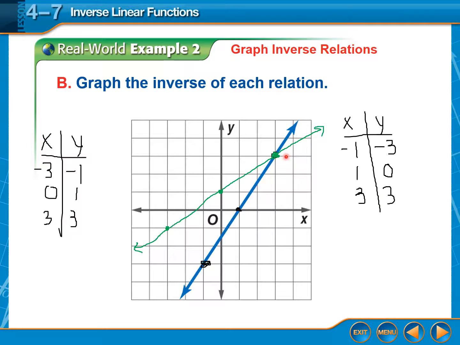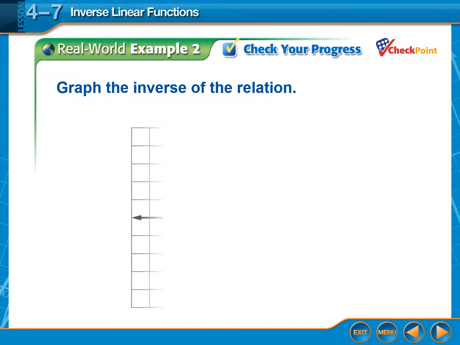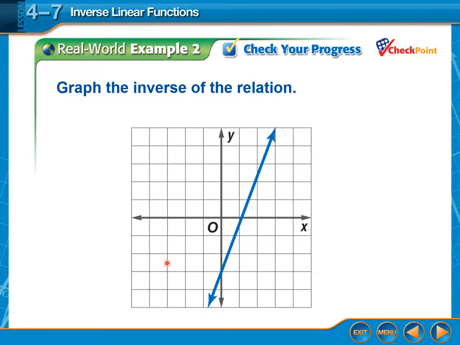So again, we just identified some points on our original line, switched them to create the inverse function, and then graphed those new points on the line. And again, same thing. Here's a better view of what that line looks like. Again, notice the same point at 3, 3, because 3, 3, even if we switch it, stays the same. So go ahead and try this one on your own. Take a look at the line, see if you can identify some of the points on that line, and then create the inverse for that line, invert the points, and then create your new line.